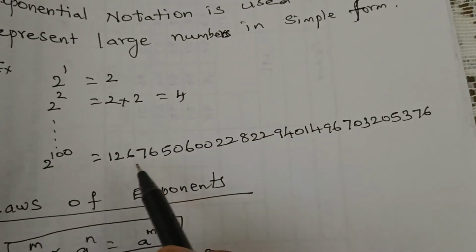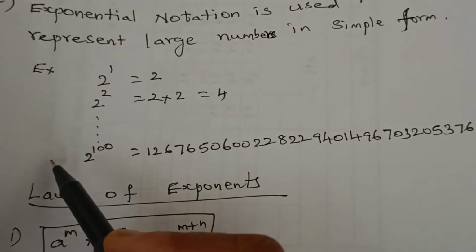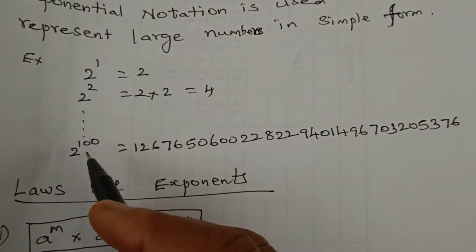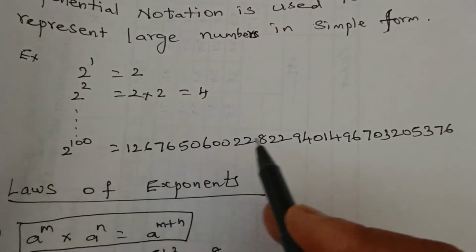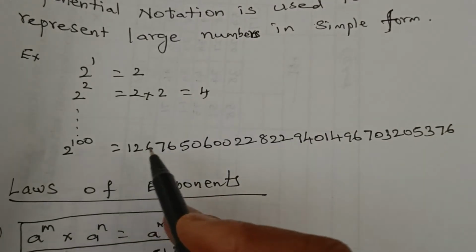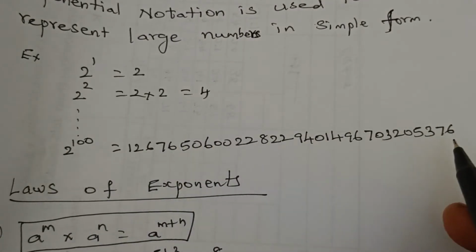And when you have such a big number like this, see, it is 2 to the power 100. When you multiply 2 into 2 into 2 into 2 into 2, 100 times, you get this answer. So is it possible to read and write such a big number?